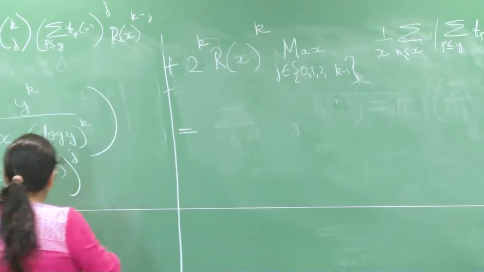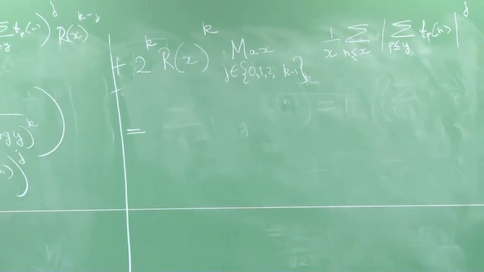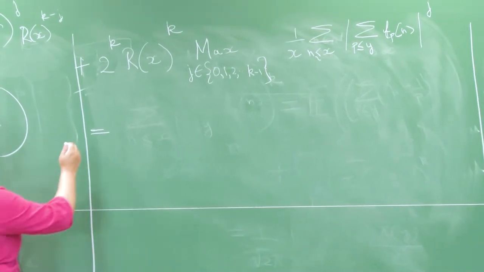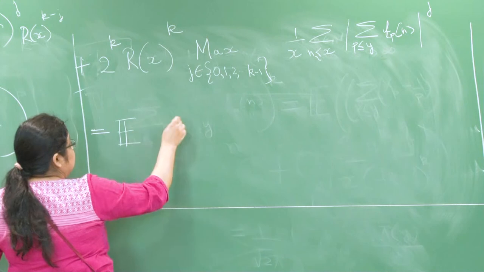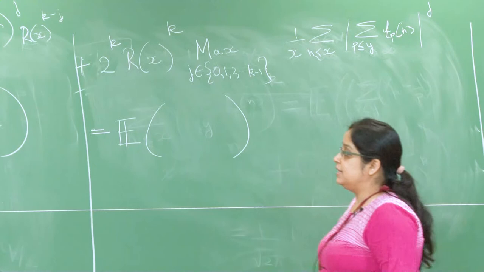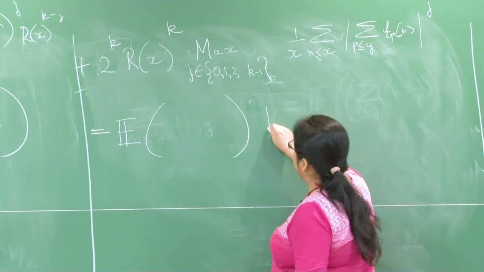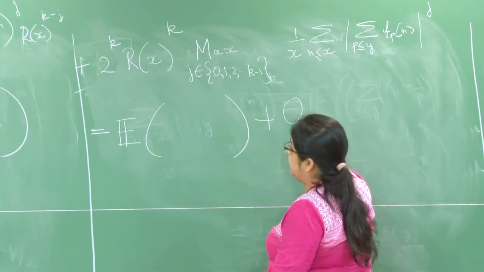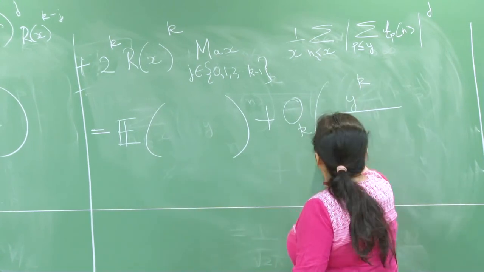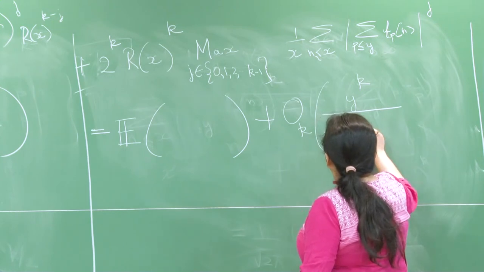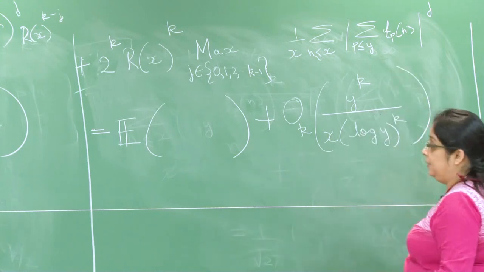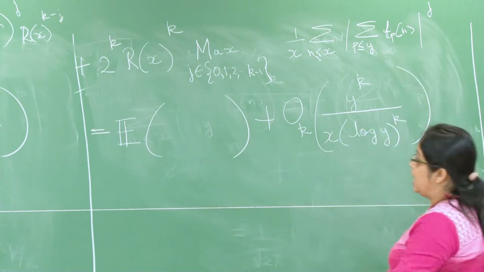And then we go back and look at each of these sums carefully. So, let us write out. This is the expected value of the abstract random variables that we were talking about. Then you have one error term here, O sub k of y raised to the k over x times log y raised to the k. Okay. Then you have plus.